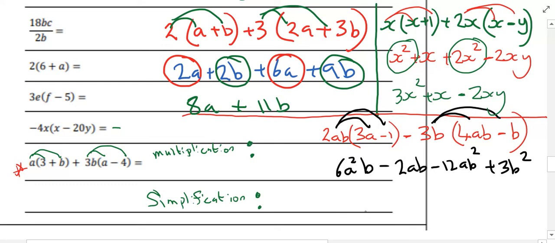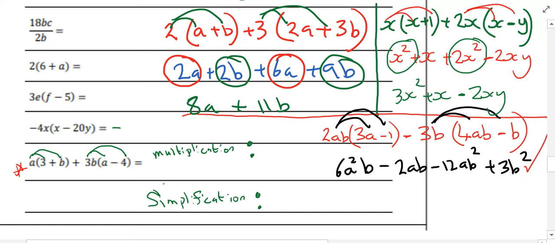So let's have a look for like terms. Do we have any a squared b's? No. Do we have any ab's? Well, we've got an ab squared there, but it's not like. And do we have any b squareds? No. So that is finished.